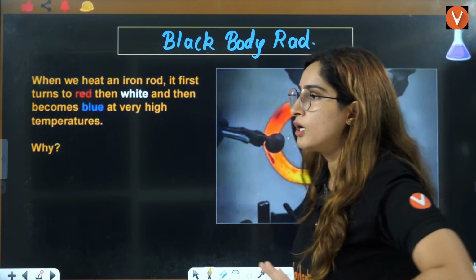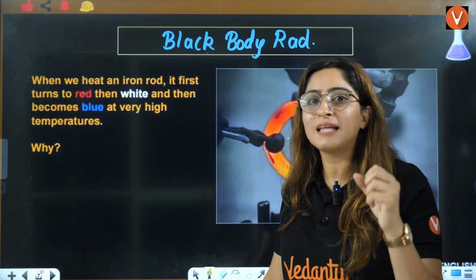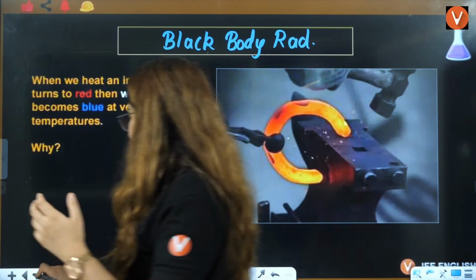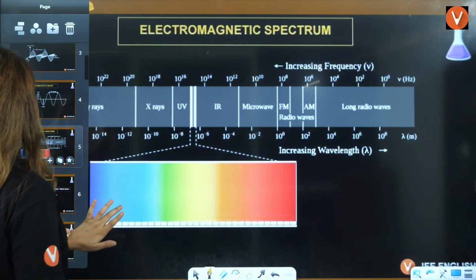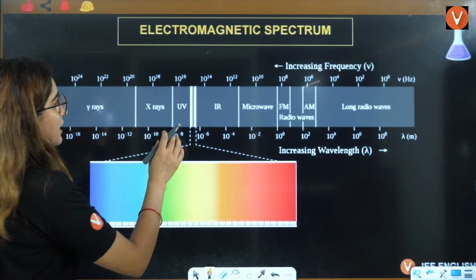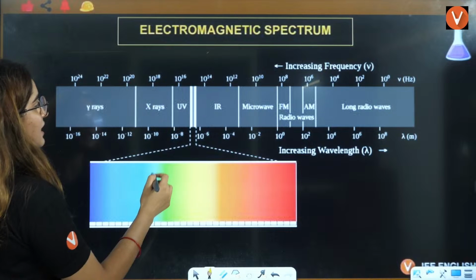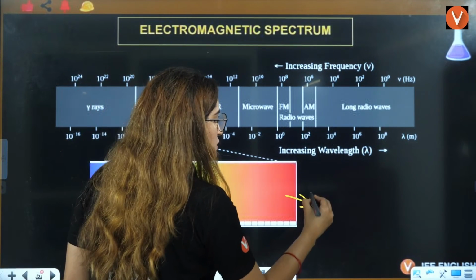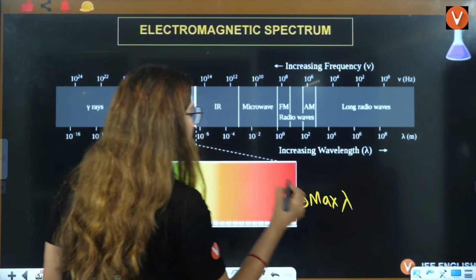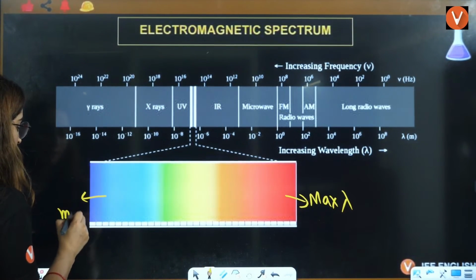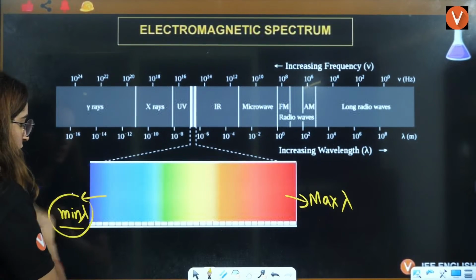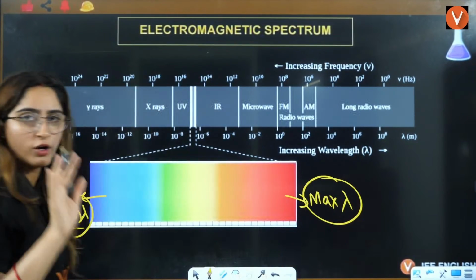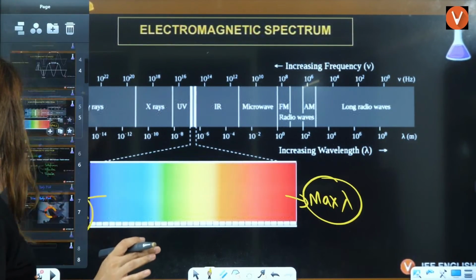So what we saw is, if you talk about red here, this is red. Can you see that? Wait a minute. Can you see that this is the increasing wavelength? Red has the maximum lambda and this has the minimum lambda. Okay, just remember this for now, that red has the maximum lambda.